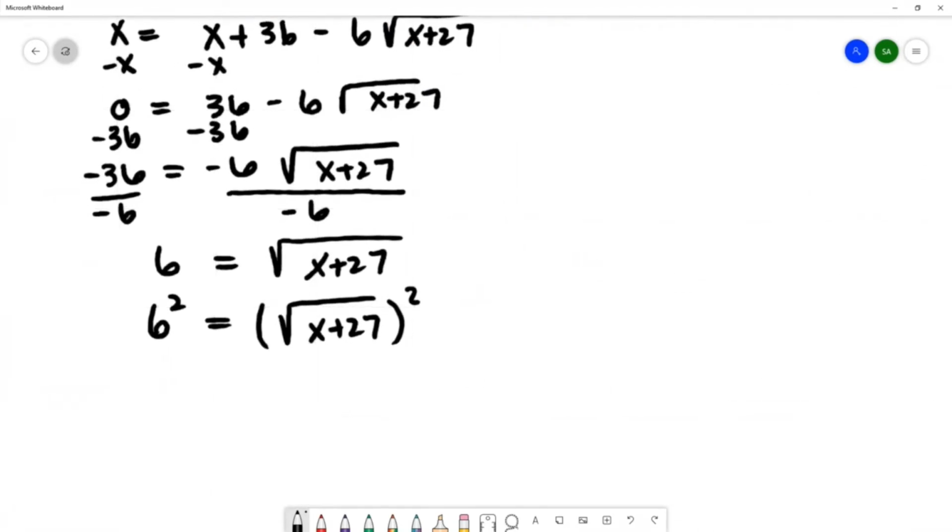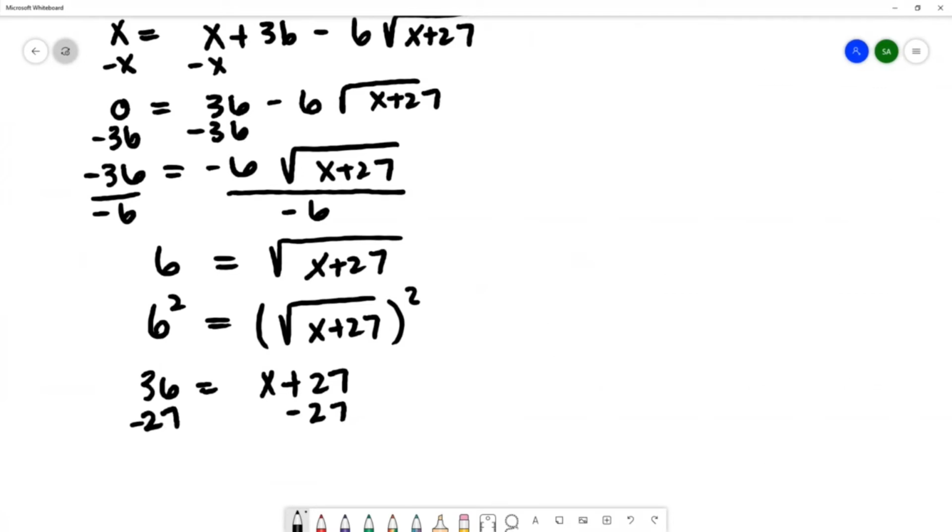So 6 squared is 36. The square root and the square cancel each other out, leaving me with x plus 27. And now I can solve the equation that's left. Now that all the radicals are gone, I see that this is just a linear equation. I want to get x by itself.